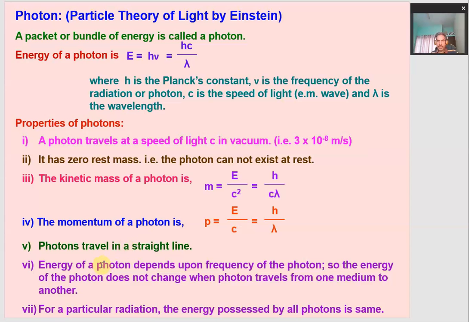The energy of a photon depends upon the frequency of the photon. Of course, if energy is given by h nu, that means higher frequency radiation will carry the photons of higher energy. The energy of the photon does not change when the photons travel from one medium to another. Another point is that for a particular radiation, the energy possessed by all of its photons is the same. For one particular radiation, all of its photons possess the same amount of energy given by E is equal to h nu.